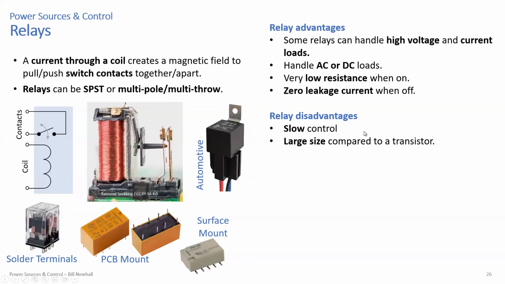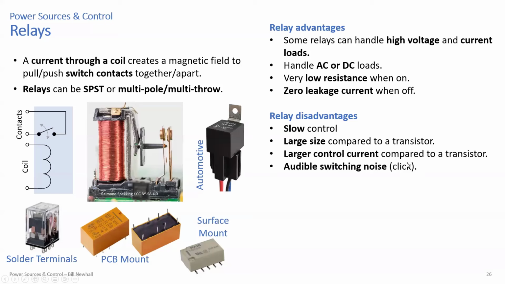So if you have a really small circuit board, a really small device, maybe you want to consider a transistor. And they generally take larger control current, that's the current through the coil, compared to a transistor. So you might be able to use a milliamp to saturate a BJT to make current flow to a load, and that you might take a few milliamps or more to energize the coil to make these contacts close.